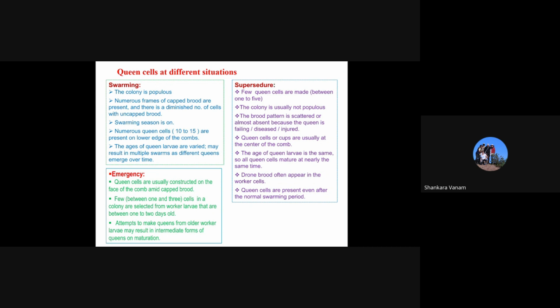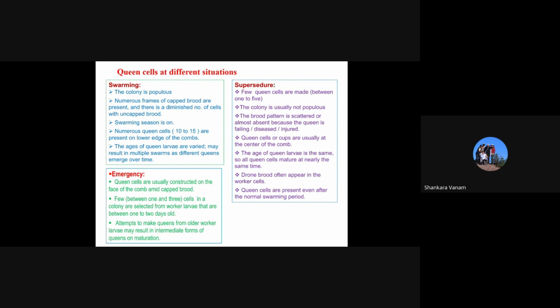The female egg lays are the fertilized eggs. All the fertilized eggs are female eggs. That is, the queen eggs are also the same eggs as worker eggs, but the workers decide whether the egg has to be reared into a queen or into a worker. Only in emergency conditions, the worker bees decide to rear these eggs into queens.